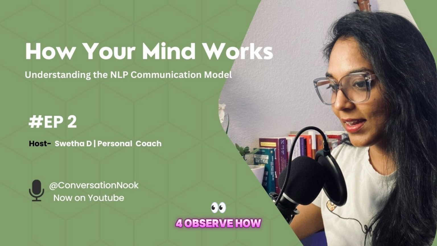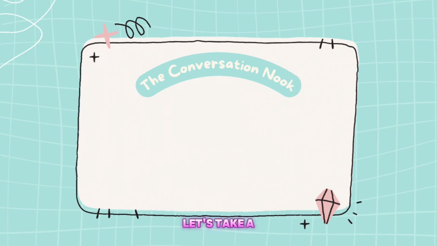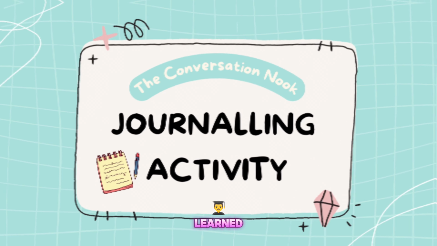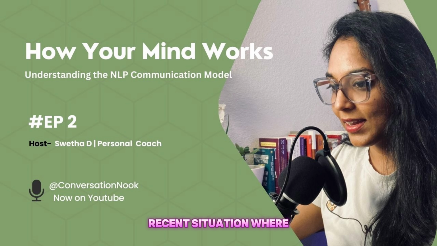Fourth, observe how others are filtering information. Pay attention to how others process sensory inputs to communicate more effectively with them. Let's take a moment for you to apply what you've just learned. Reflect on a recent situation where you felt misunderstood or reacted strongly. Here's your chance to use NLP communication model.